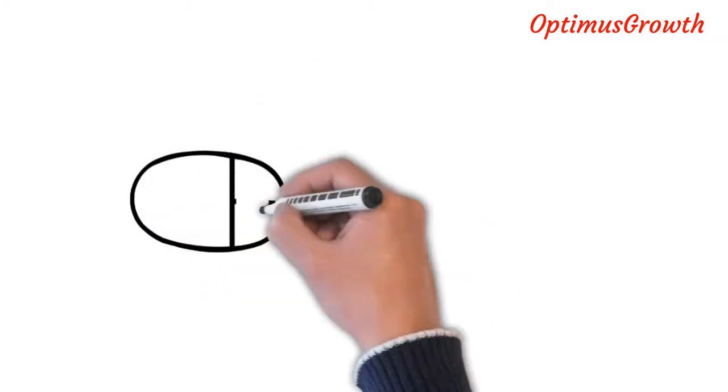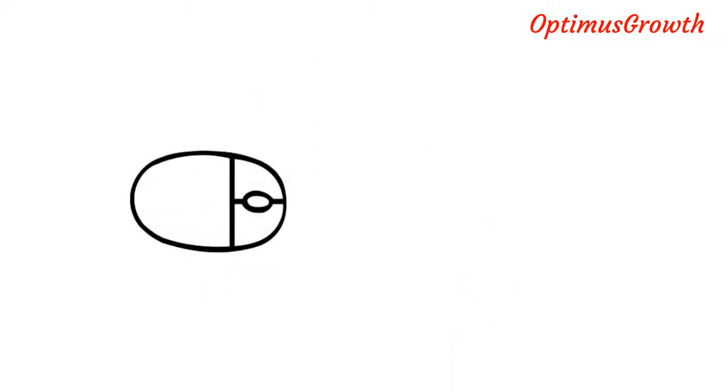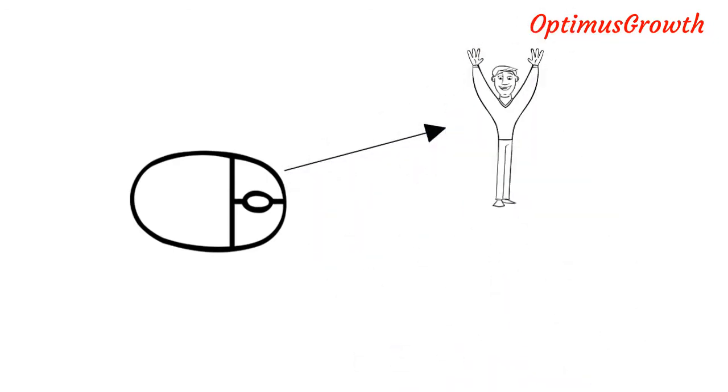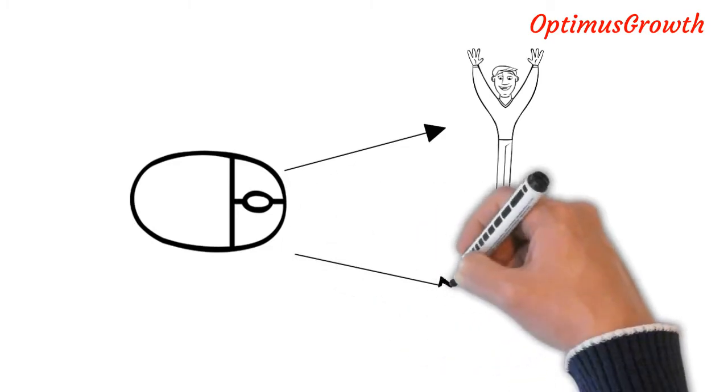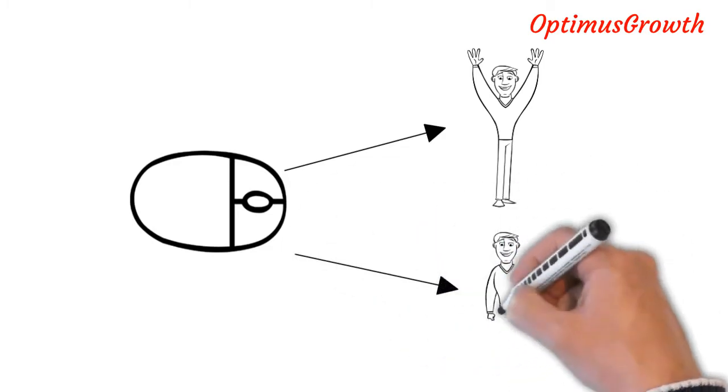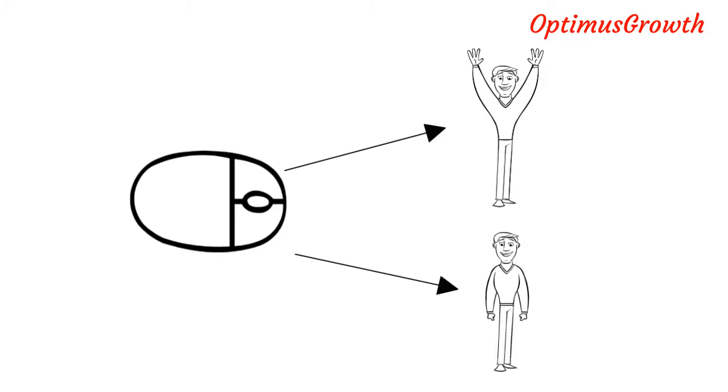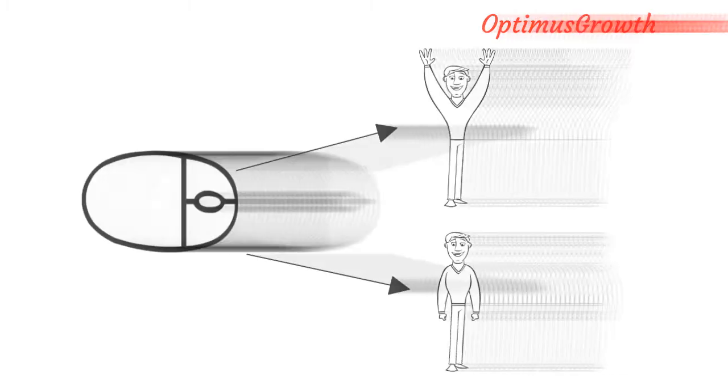Consider a use case where we want to build an animated character based on the mouse clicks, where the left click will make hands go up, whereas the right click will make hands go down. Now, let's try to write a code for it.